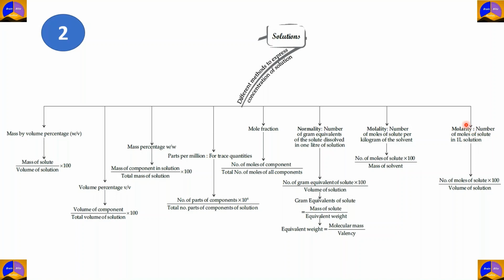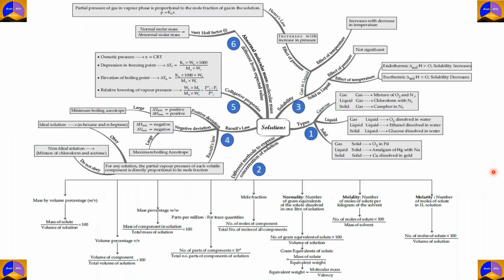Molarity, the one with an M, is the number of moles of solute in 1 liter of solution. This is calculated as the number of moles of solute divided by the volume of the solution, multiplied by 100. Again, we multiply by 100 to get a percentage. And that is an overview of the different methods to express concentration of a solution.